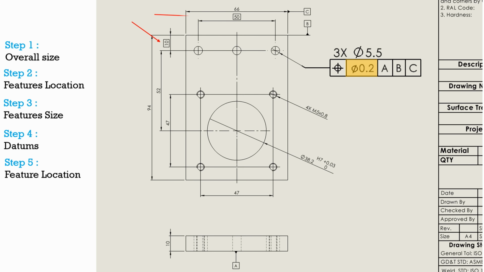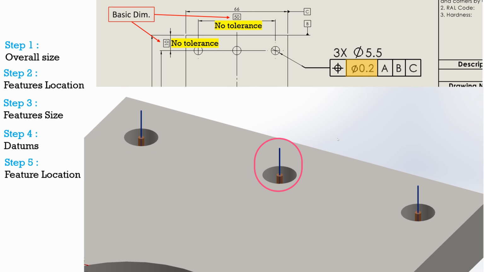And in this case, I have to put this locational dimension in a box to make it a basic dimension, which indicates that this dimension value has no tolerance, as we are controlling the tolerance from the position control frame. And this position control indicates that this whole axis, not the point, the axis, is allowed to deviate within a 0.2 mm diameter cylindrical zone. It's not a circular zone, it's a cylindrical zone.